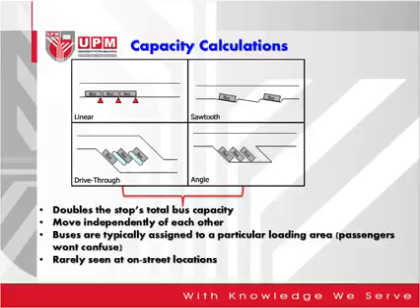And buses are typically assigned to particular loading areas. That means buses going to destination A, B, C will occupy specific loading areas, so people can find their bus easier. And of course, these two bus stops, drive-through and angle, are not commonly seen in most urban areas, but sometimes they are quite useful because they increase the capacity of the bus.